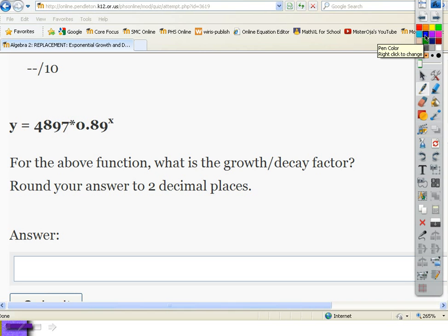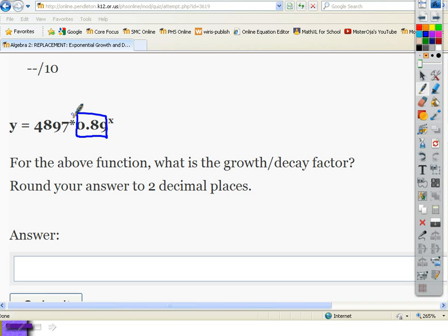What's the growth or decay factor there? 0.89. Okay, now think about that. If that's the growth or decay factor, 0.89, then every time x increases, we're going to multiply the amount that we had by 0.89. Is that going to make it bigger or smaller? Smaller. So is that decay or growth? Decay.